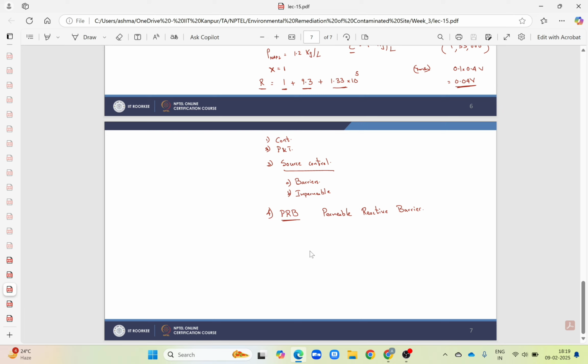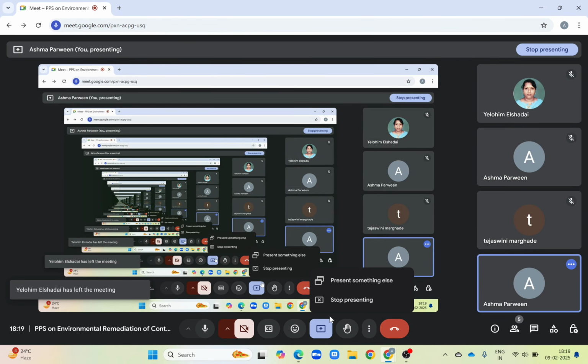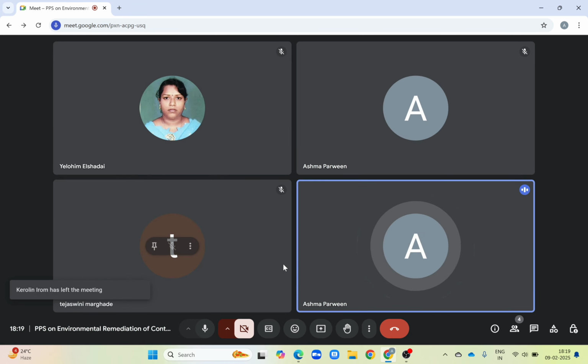And the next week is about permeable reactive barrier. Sir has also given a brief introduction about permeable reactive barrier. So, let's move directly to the questions. We will discuss all the formulas while solving the numericals.